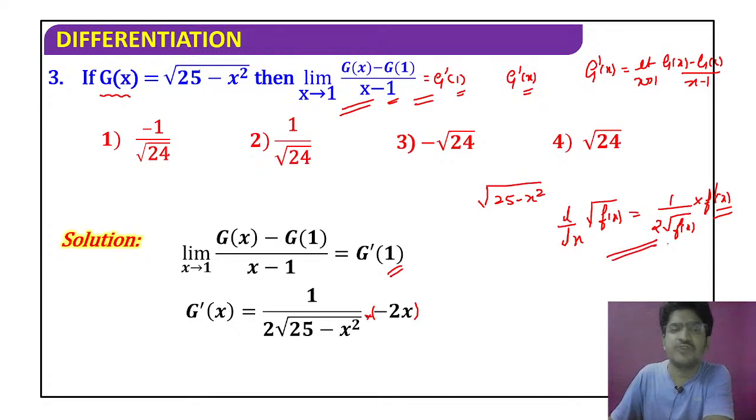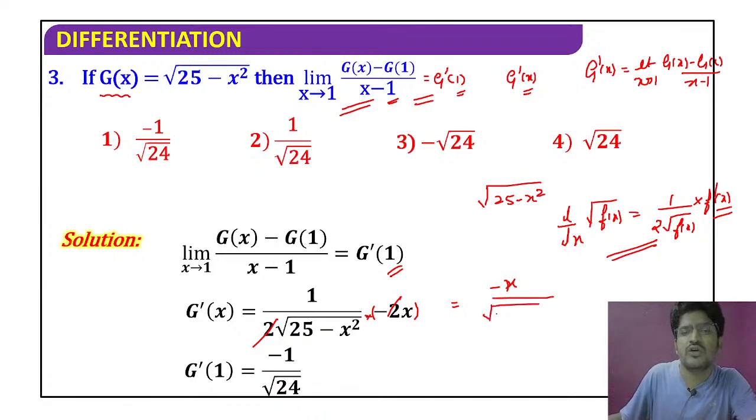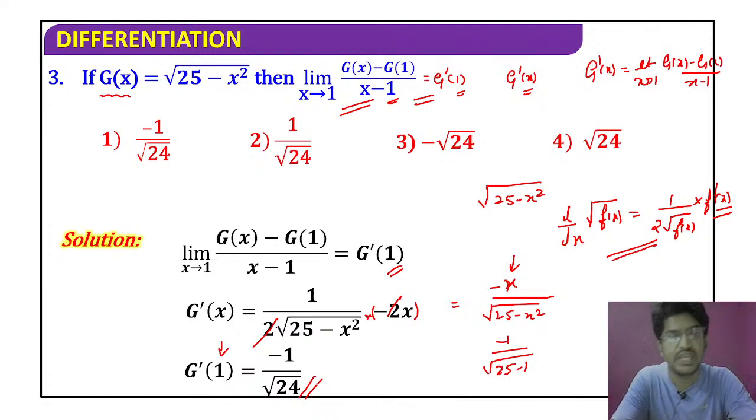So therefore, with this formula, you can just get minus 2x divided by 2 into root of 25 minus x square, and here 2 will get cancelled, so that you can get minus x divided by root of 25 minus x square. So here you can use x value as 1. So if I use x value as 1 in the place of x, minus 1 divided by root of 25 minus 1, that is 24. So minus 1 divided by root of 24 will be the required answer.